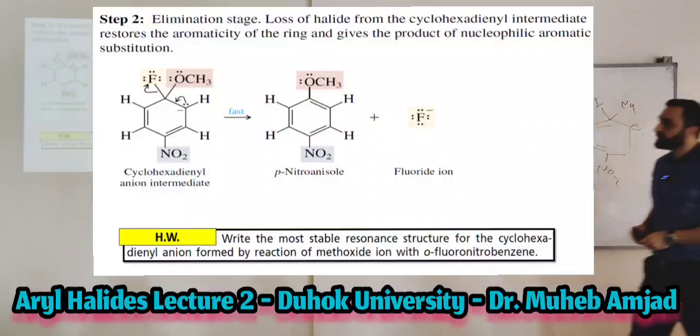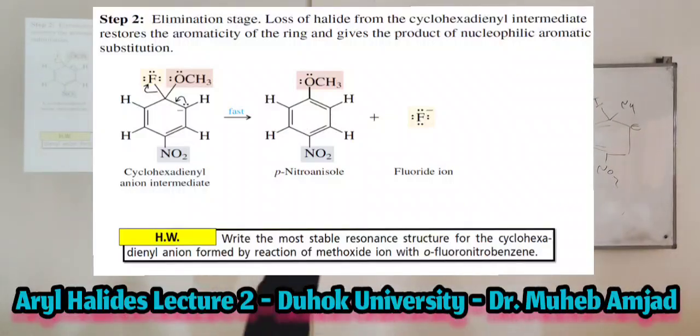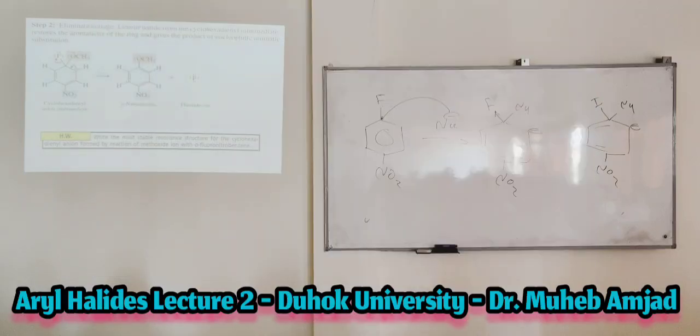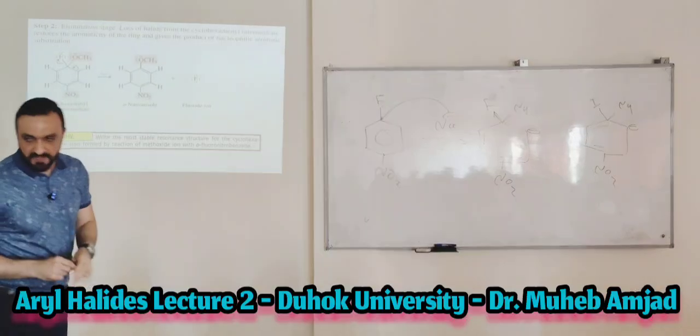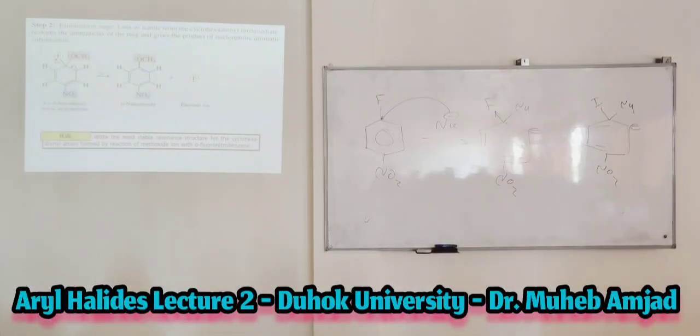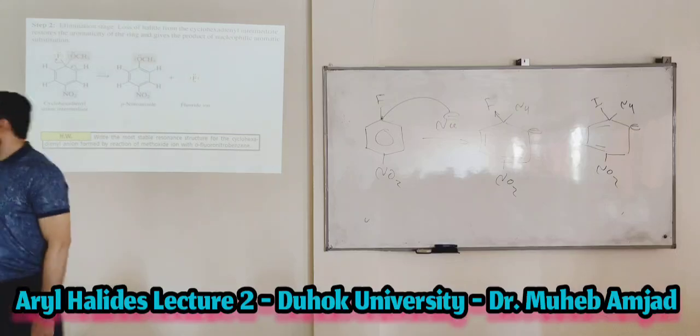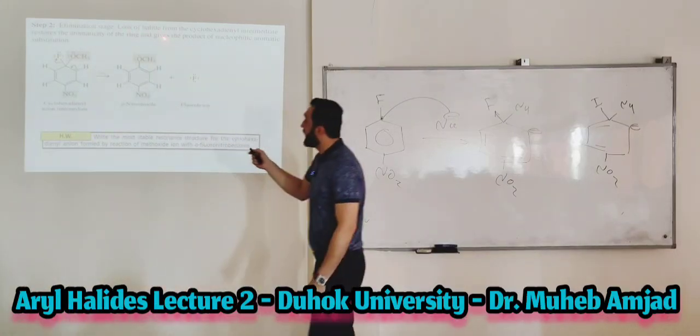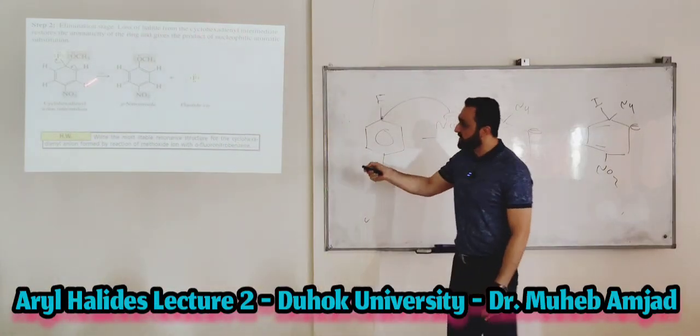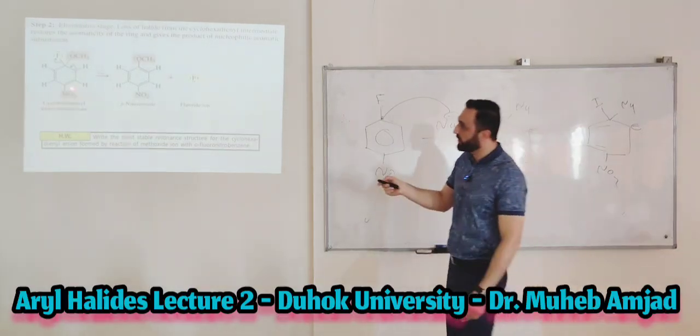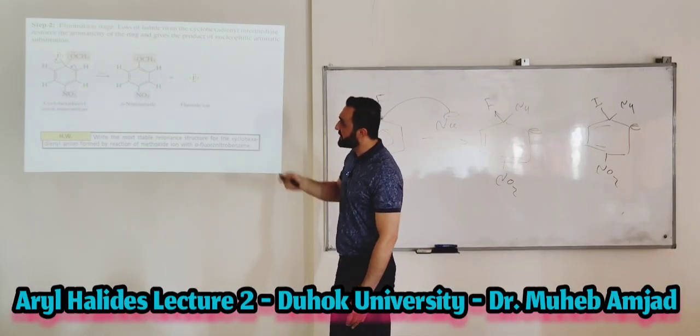Look at the second step. The second step is the elimination stage. That means in this step, the leaving group will be lost from the structure. For this reason, we say it is elimination: loss of a halide, the leaving group. Our leaving group is what? The halogen: fluorine, chlorine, bromine, iodine. So the elimination here is loss of a halide from the cyclohexadienyl anion intermediate, and it restores our aromatic system again.